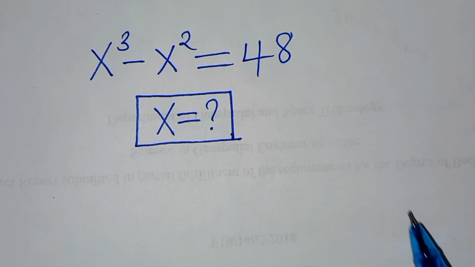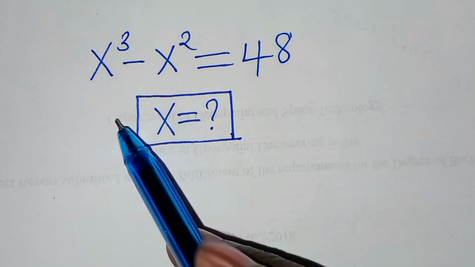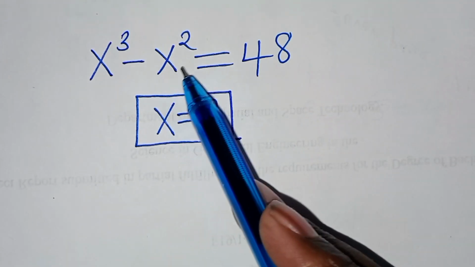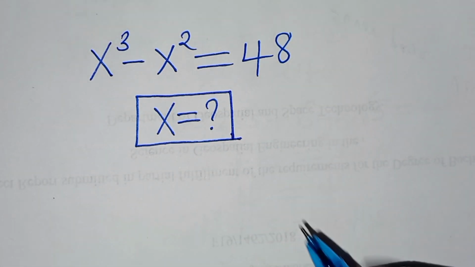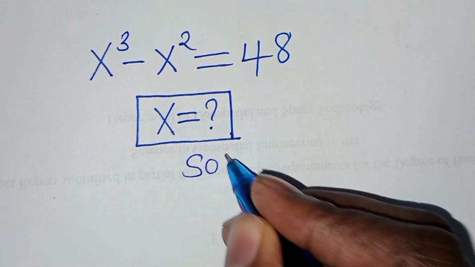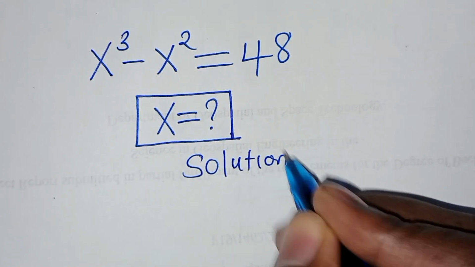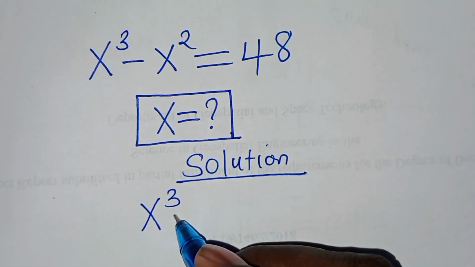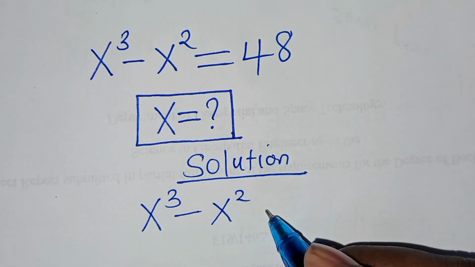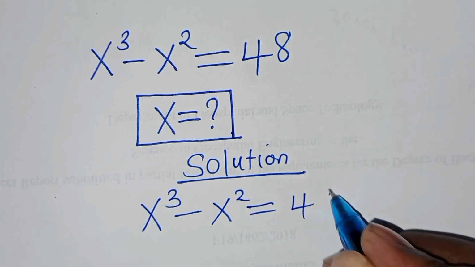You're welcome to solve this nice algebra problem, which is x to power 3 minus x to power 2 is equal to 48. What is the value of x? Solution from here, we have x to power 3 minus x to power 2. Now, this is equal to 48.